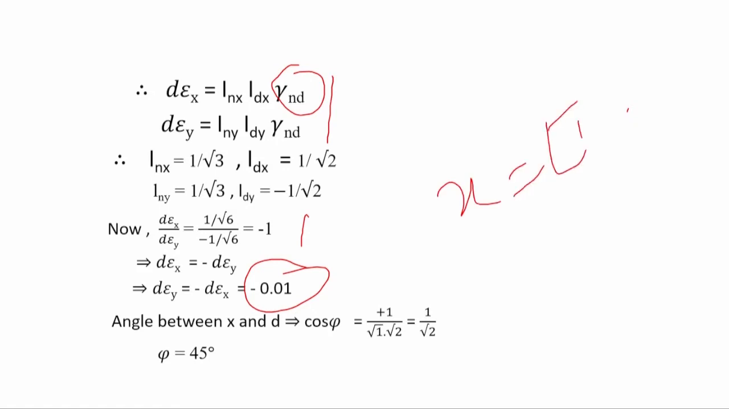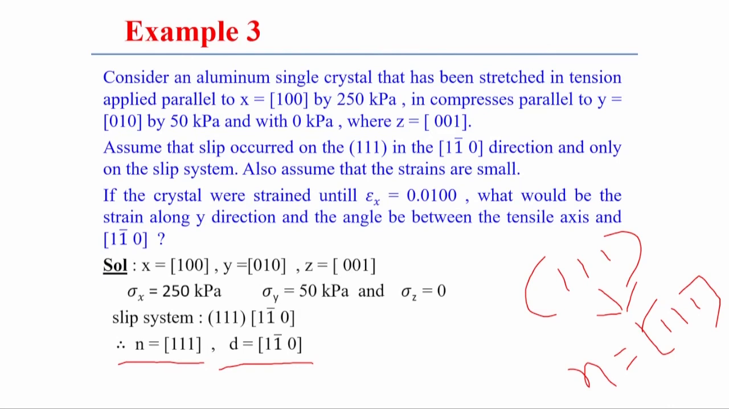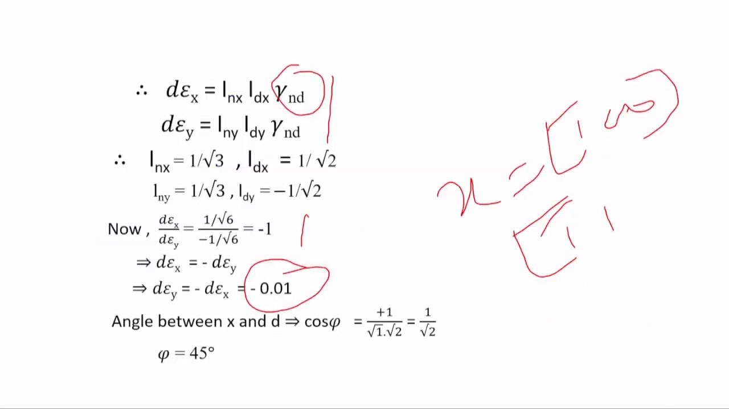The x axis is defined as 1 0 0, and the other direction is 1 minus 1 0. These two directions you can work with easily. So you can find cos phi between x and d, multiplying by this component 1 and the other components are 0, in the numerator, and in the denominator root over 1 plus 1, in other words root 2.